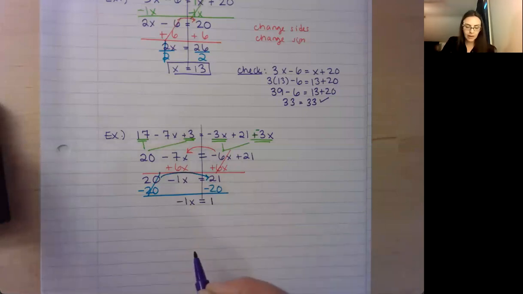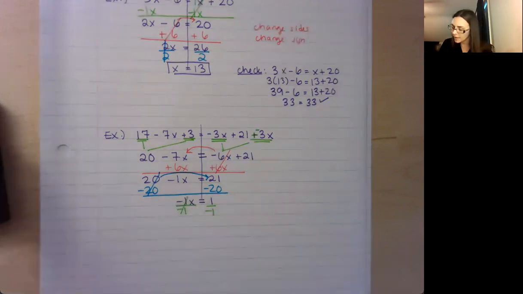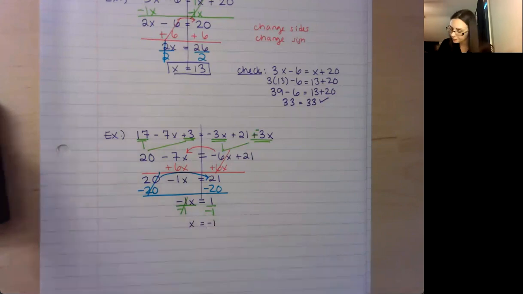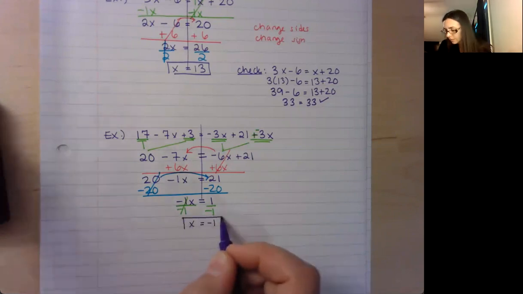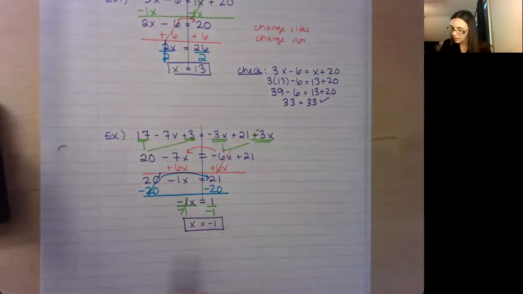I do have one last step here. I cannot have a negative there. So if it's multiplying, I'm going to divide it out. So notice that my final step is just division. All my like terms are already together. And I have my final answer of negative 1. And again, you can go ahead and plug that back in to check. And I'll let you guys try that at home.